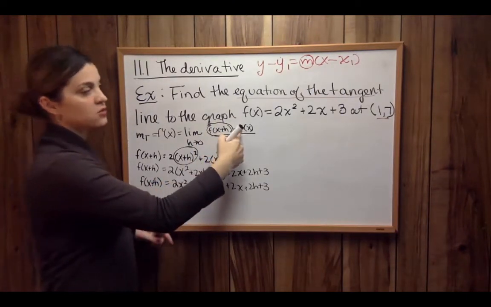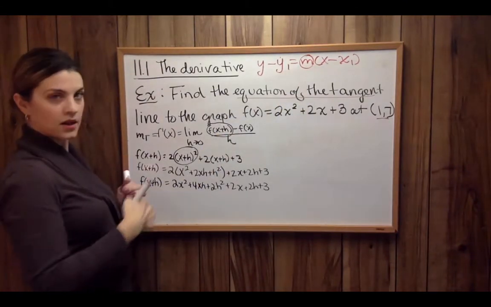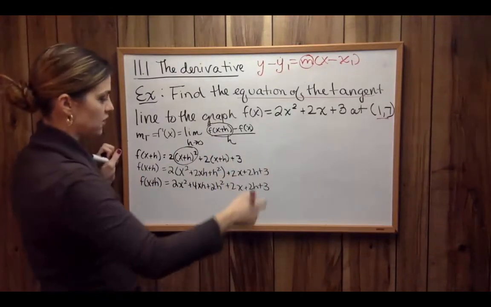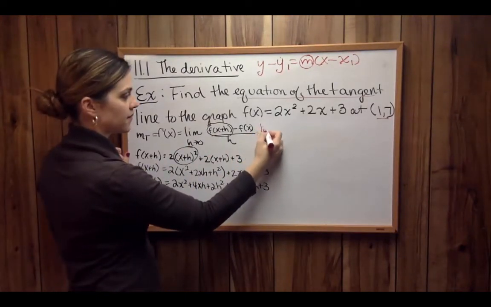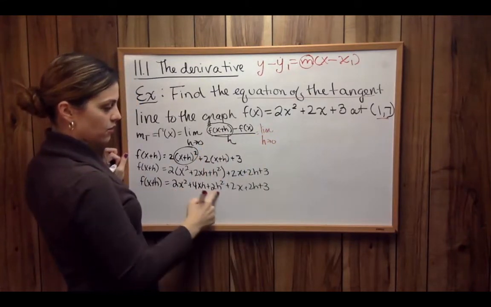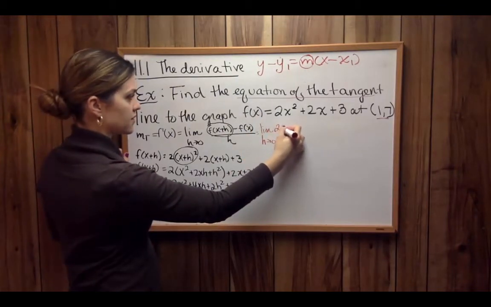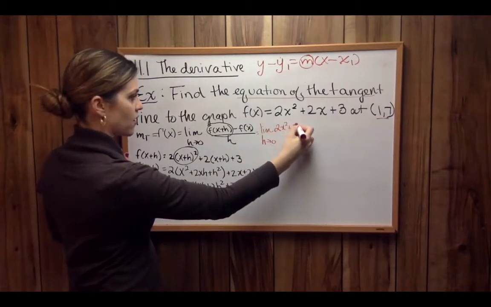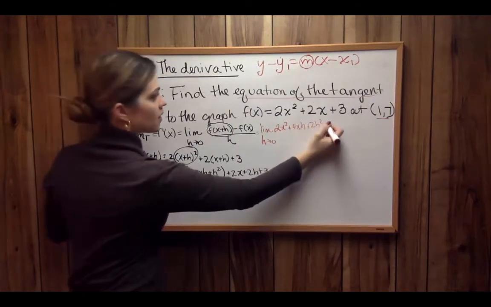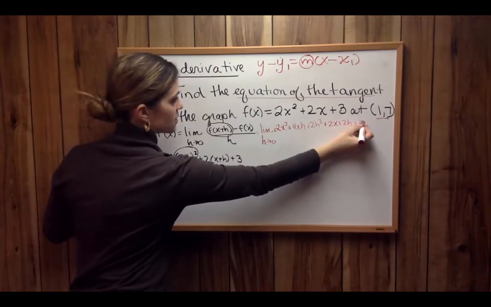Minus f of x. Now you're subtracting the whole trinomial. So let's write this out. Need a little bit of space. Hopefully I can squeeze it all in here so that way we don't need more. So this becomes the limit as h approaches 0. F of x plus h again. 1, 2, 3, 4, 5, 6 terms. I'm going to write it out. 2x squared plus 4xh plus 2h squared plus 2x plus 2h plus 3.